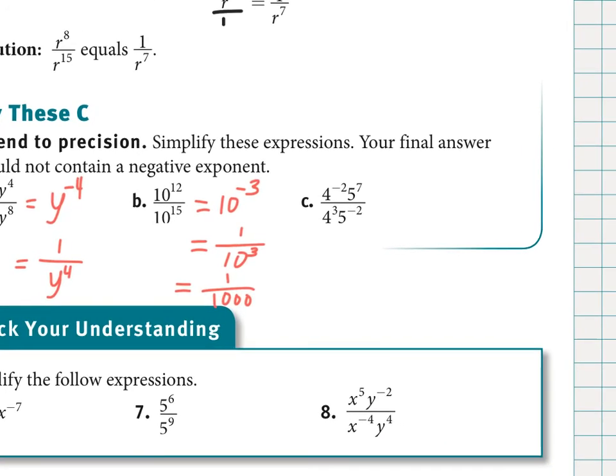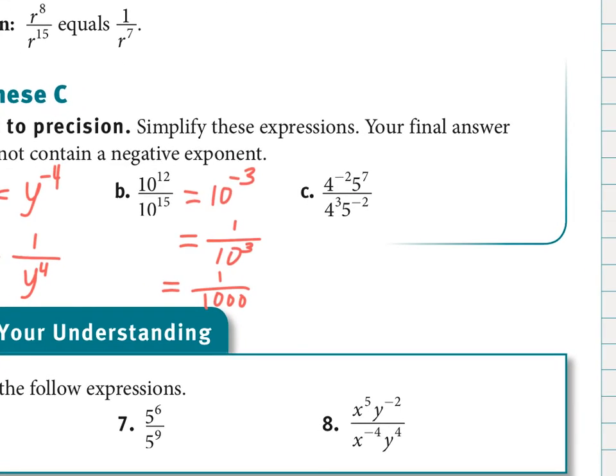All right. Now, part C is a little bit messier, right? There's more than one term in each part. So let's think about this. It is really 4 to the negative 2nd times 5 to the 7th over 4 to the 3rd times 5 to the negative 2nd, right? So I'm just going to put the dots in there to separate these. The ones that are negative right now are those two. So one trick, we could make all the exponents positive first.